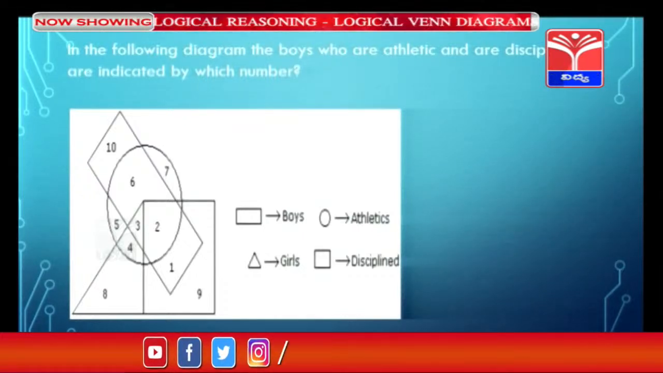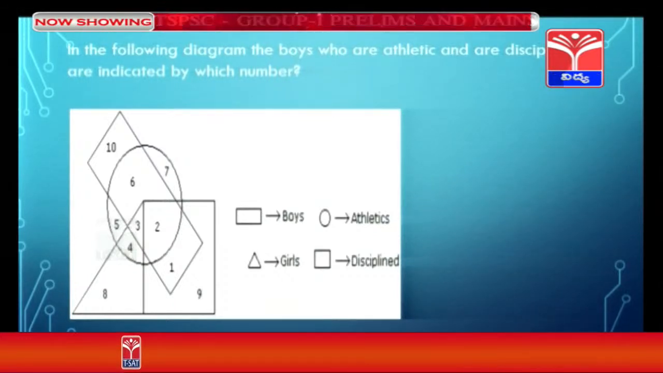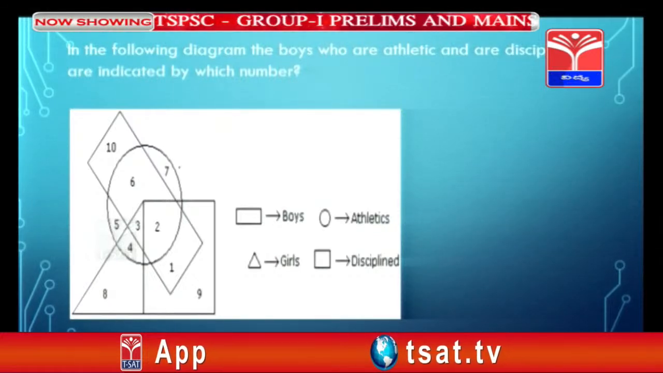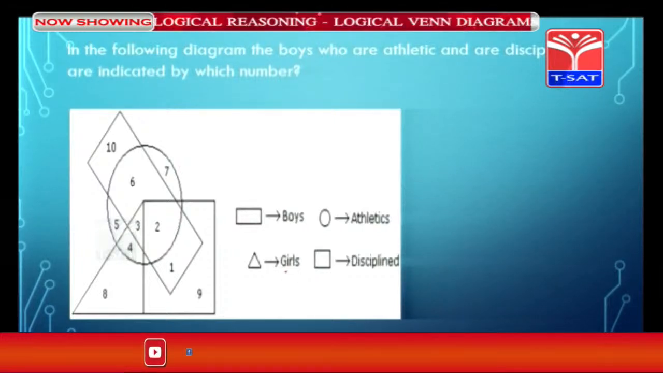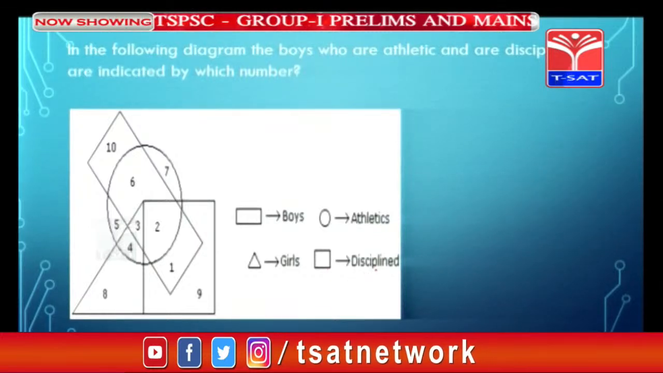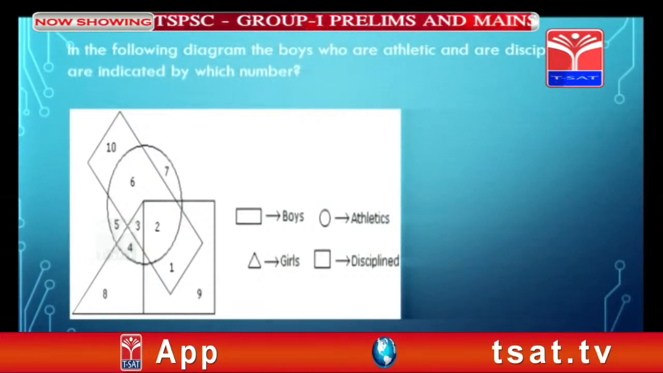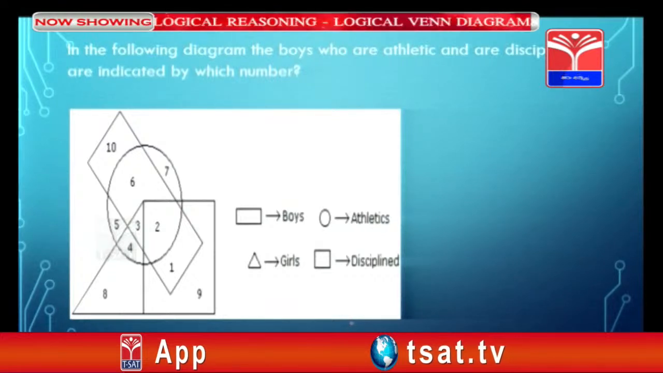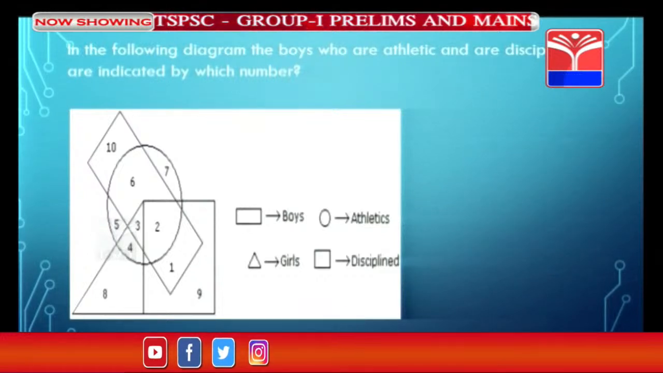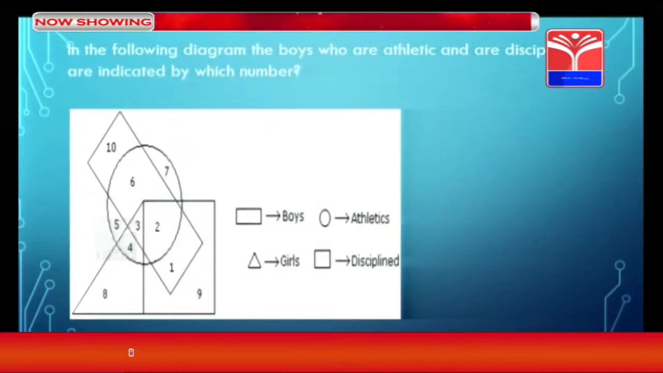Here you can observe the plane figures. A rectangle is given, that is boys; a circle is given, those are athletics; and a square, which is disciplined. The figure does not look exactly like a square because it is elongated, but assume it is a square. Okay. Now the question is, the boys who are athletic and disciplined.